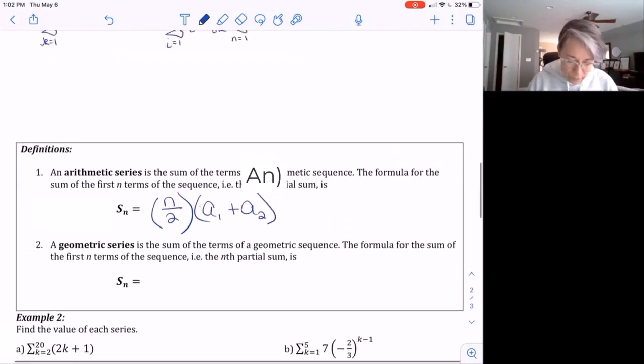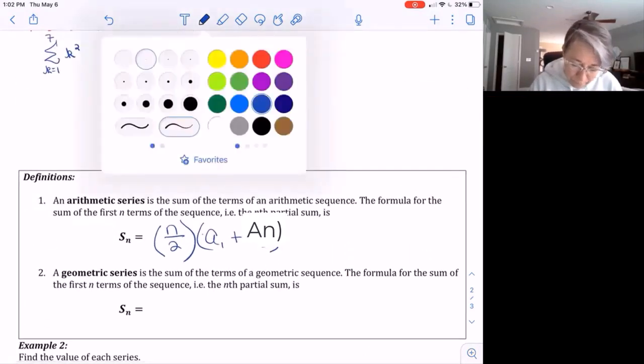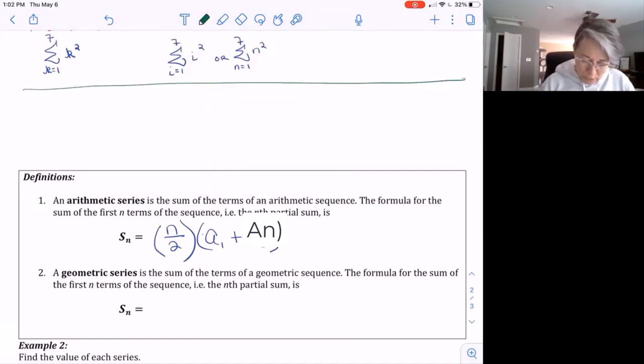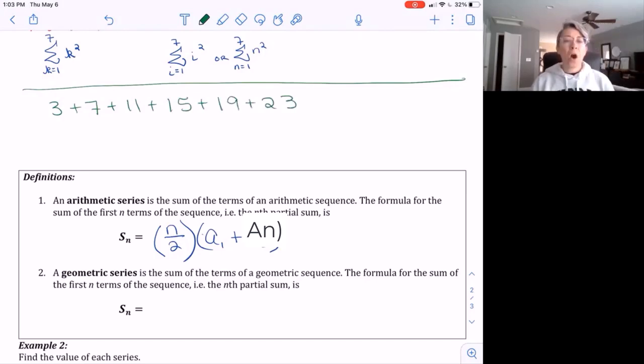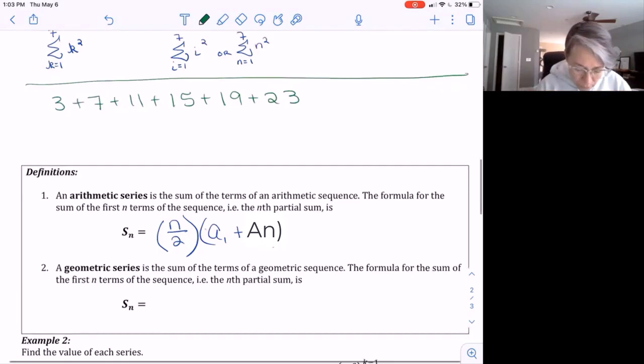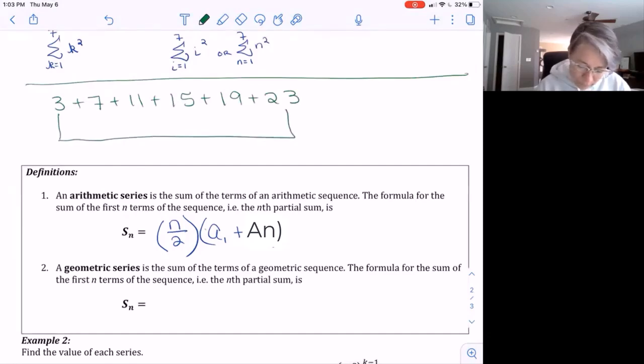Here's a little side note for you guys. I always found this really fascinating. If we had an arithmetic series, 3 plus, let me add 4 every time. So 3, 7, 11, 15, 19, 23. Okay, let's do that. Because you were adding the same number every time, notice what happens when I add my first and my last term. That gives me a 26.